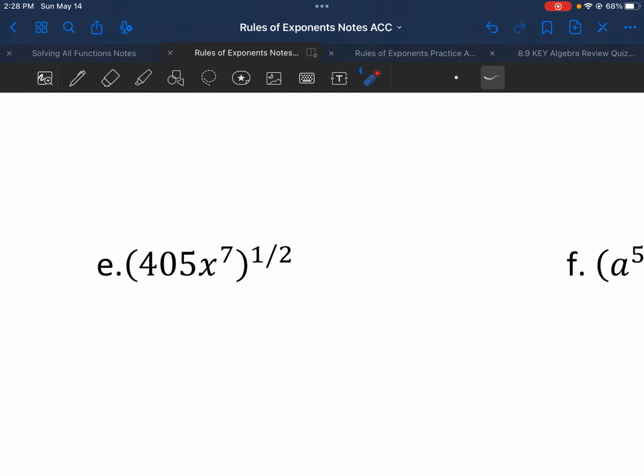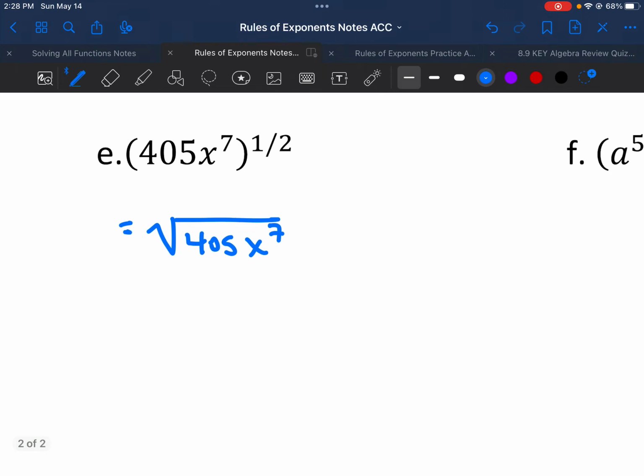All right, part E, 405 x to the 7th to the 1/2 power. The whole thing is being raised to the 1/2 power, and 1/2 power means square root. So this is really just the square root of 405 x to the 7th. All right, doing square roots now.